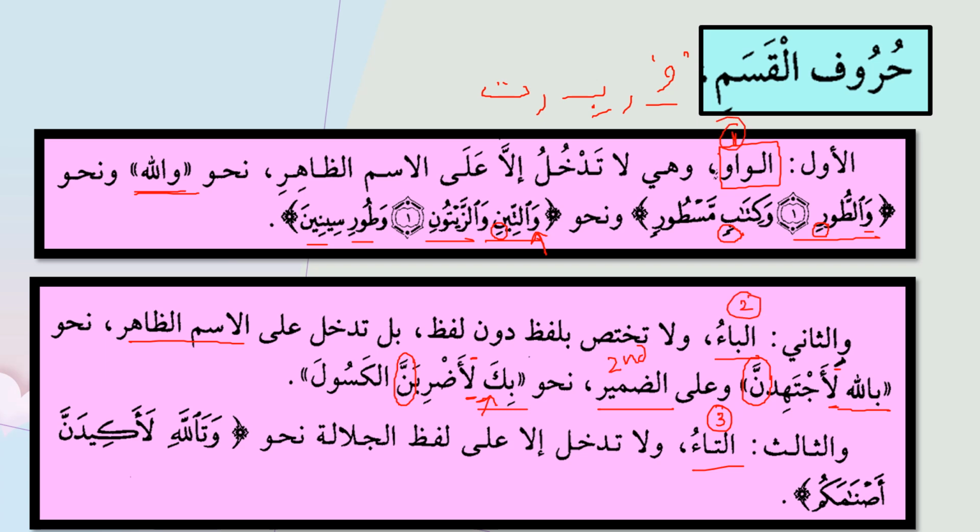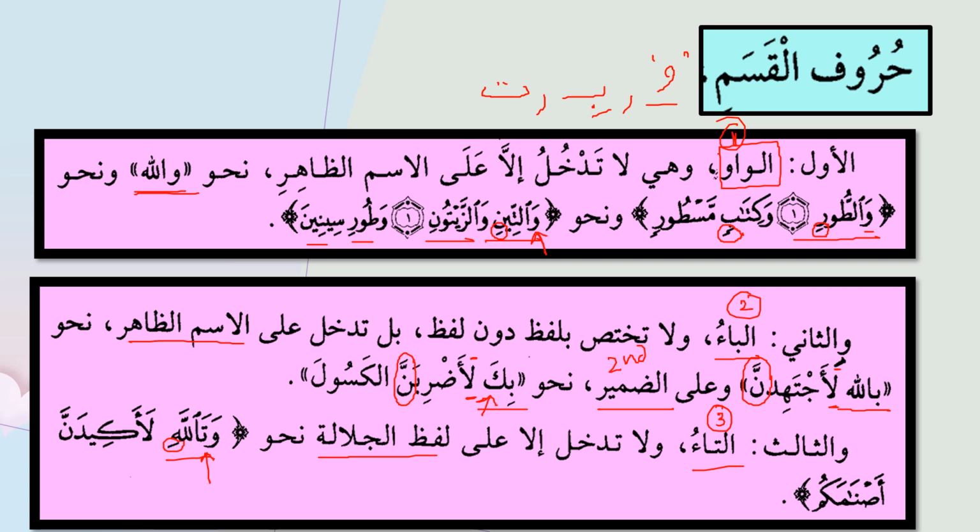So the third one, ta, لا تدخل إلا على لفظ الجلالة. So it does not come with any other nouns. It only comes with the لفظ الجلالة. And you can see the kasra at the end. وتالله لأكيدن أصنامك. أصنامك, the idols. Okay. So this is the ta, working as the letter of oath.